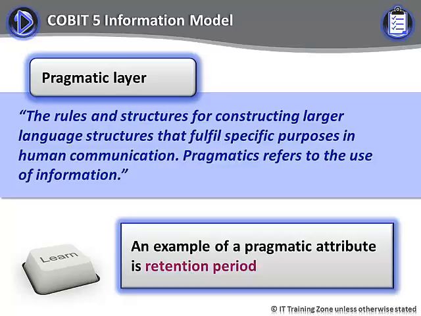Examples of pragmatic attributes include retention period, how long information can be retained before it is destroyed or disposed of. Information status identifies whether the information is operational or historical. Novelty identifies whether the information tells us something new or confirms something we already know. Contingency identifies the information that is required to precede this information, for it to be considered as information.